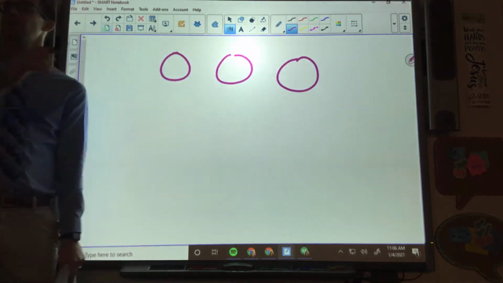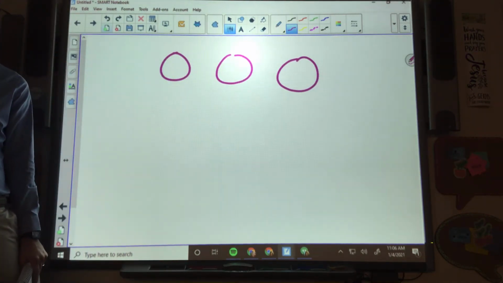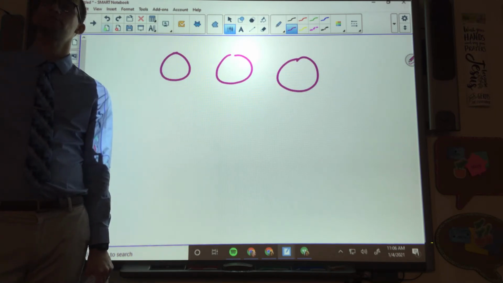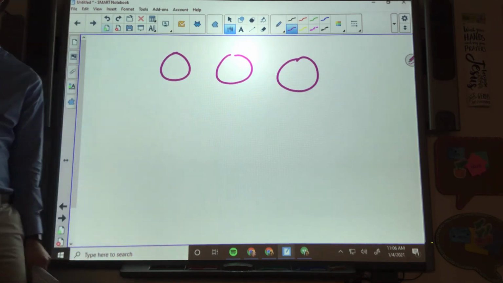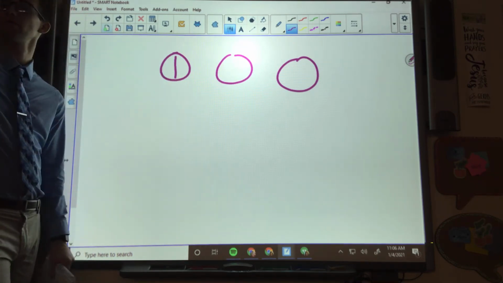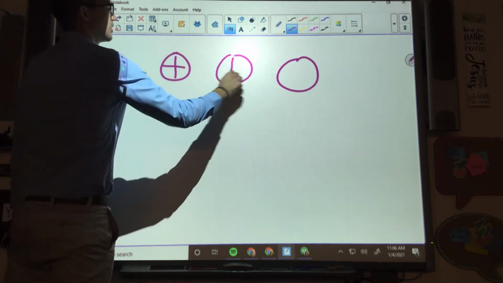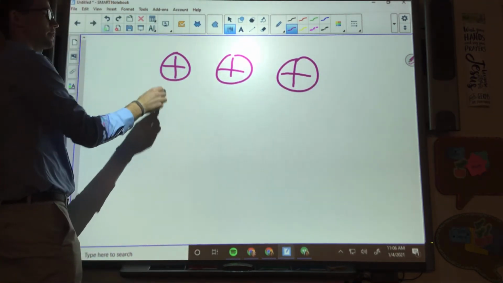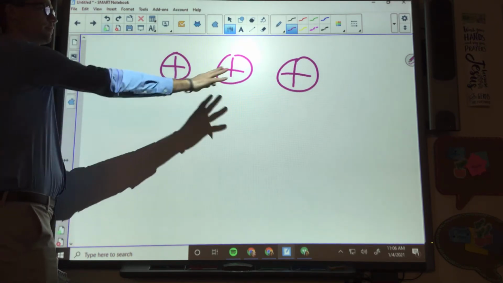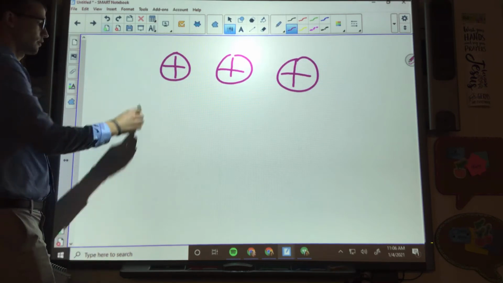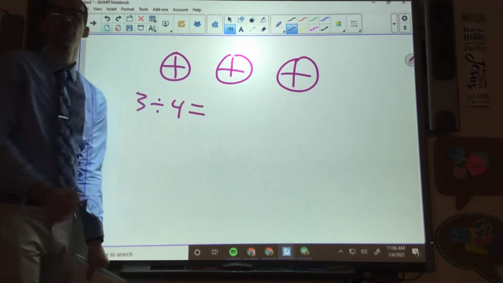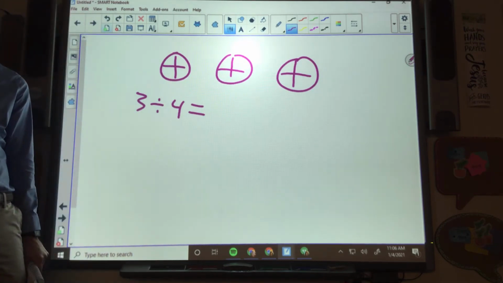Okay, so I have 3 pies equally among how many people? 4. How many am I cutting each of them into? There's 3 pies, and each of them goes into 4. So I could go around and say, each of them, there's 3 pies cut into 4 different pieces. 3 divided into 4 different groups. So each child's going to get how much portion of a pie?